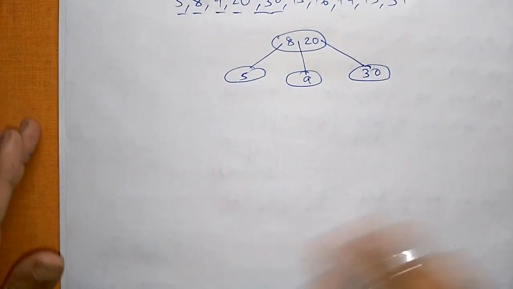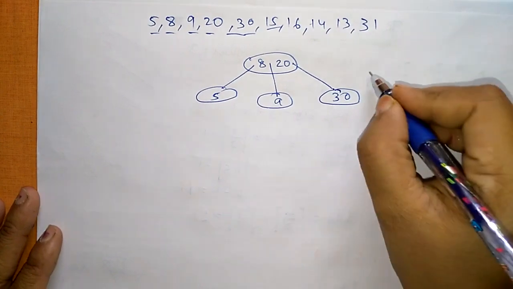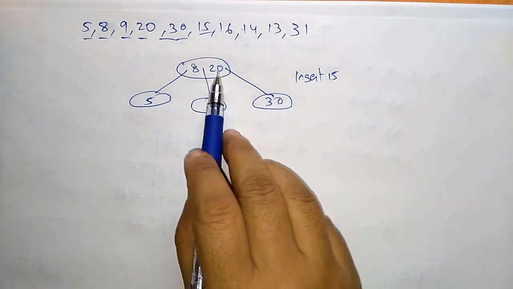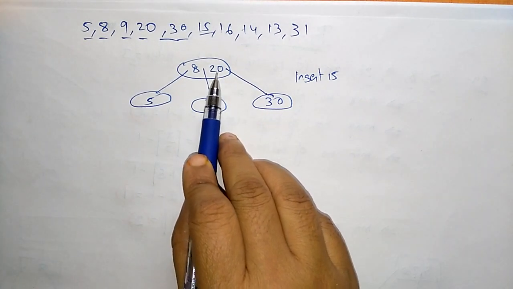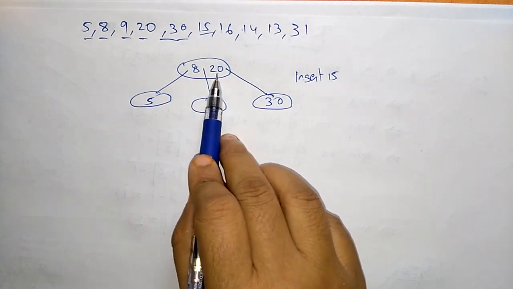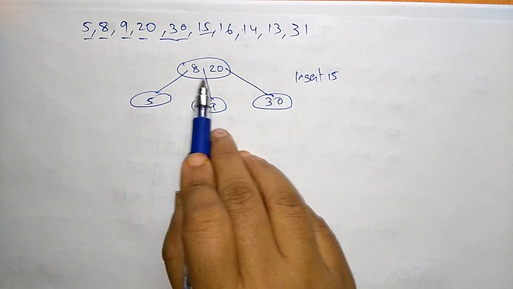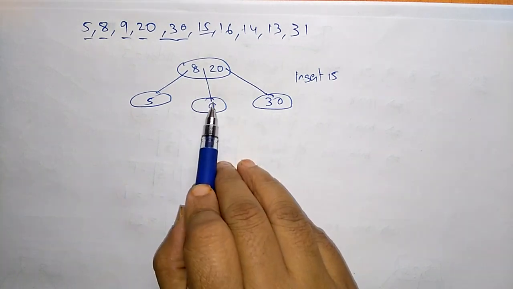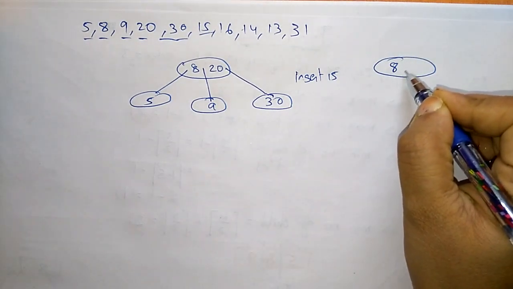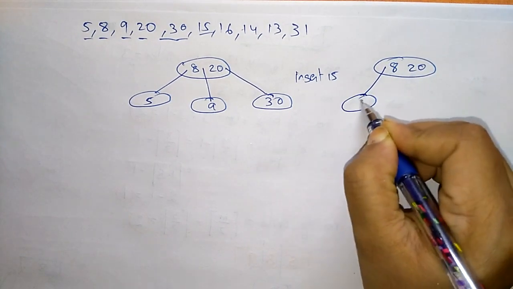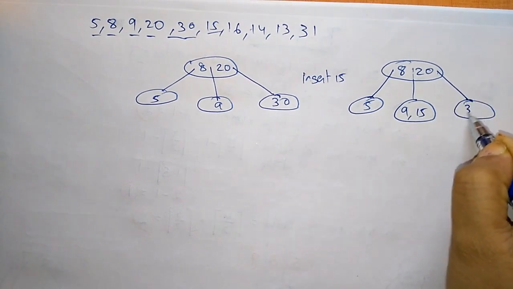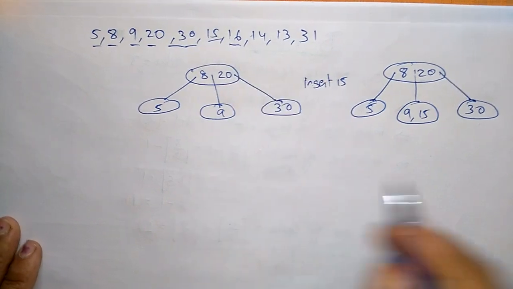Okay, so now I want to insert 15. Where will I insert 15? 15 is less than 20, so it should be inserted on the left side of 20. And 15 is greater than 8, so it should be inserted on the right side of 8. So now the nodes become 8, 20, and here 5, and here I inserted 9, 15, and here 30. Okay, so after 15, now insert 16.